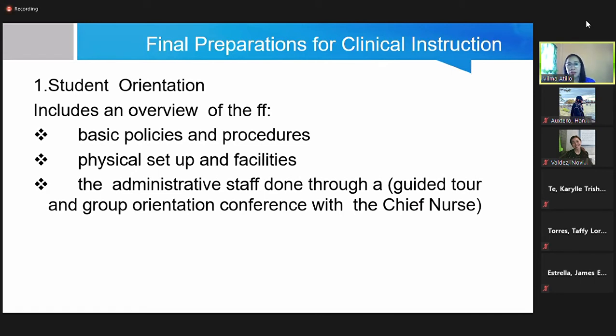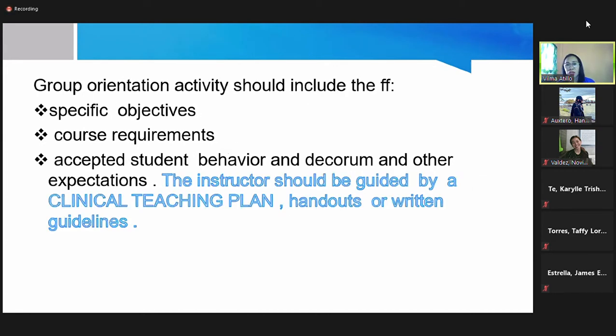Okay? Next, group orientation activity should include, so after the whole level orientation, yung sabi ko sa gym kayo, lahat kayo first year, lahat kayo second year. Then after that, meron kayong group orientation with the specific clinical instructor. So doon na, sa group orientation, ibibigay yung objectives sa instructor, no? Parang gumawa siya ng teaching plan. Then course requirements, ano yung mga requirements ng students, accepted students' behavior and decorum, as well as other expectations.